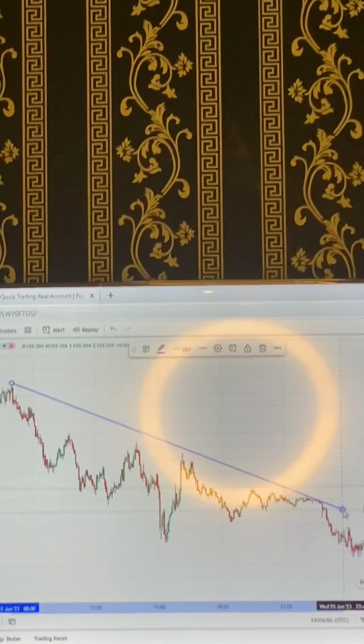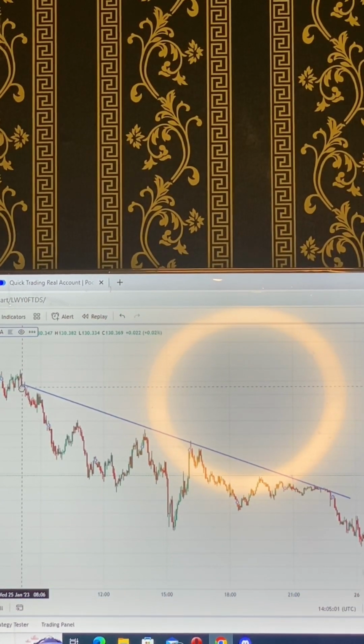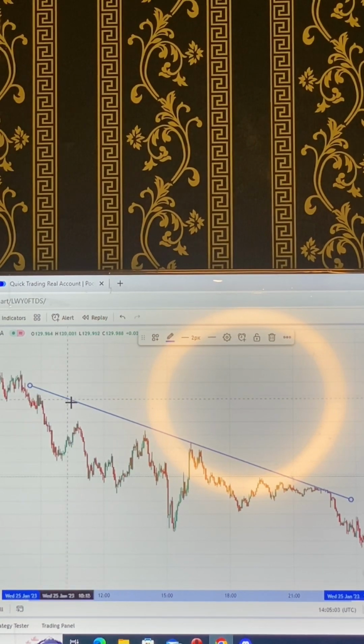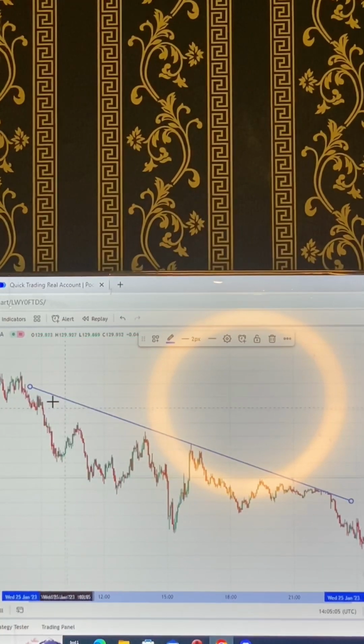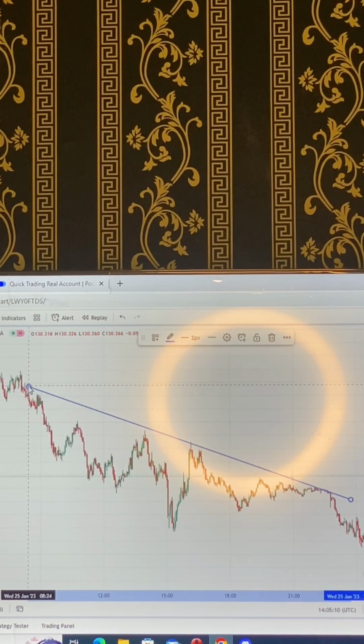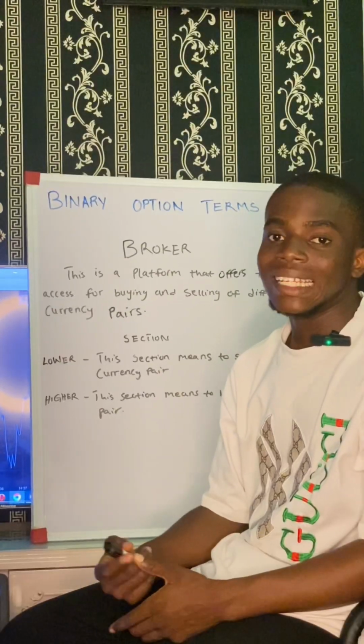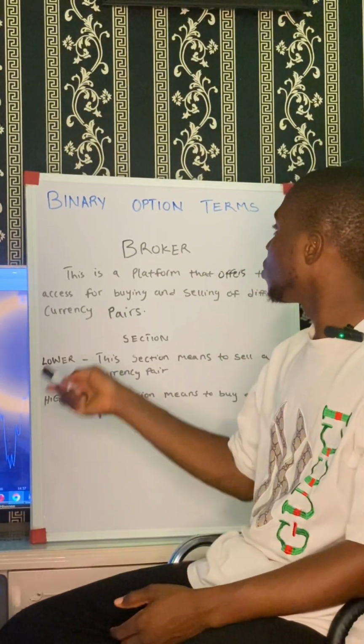When I see a market trending down like this, you know it's a downtrend. The market is going in a downward direction. Whenever I see the market going like this, have in mind that this is a downtrend. And whenever I see the market going up, you know that is an uptrend. Next, guys, we take a look at the word broker.